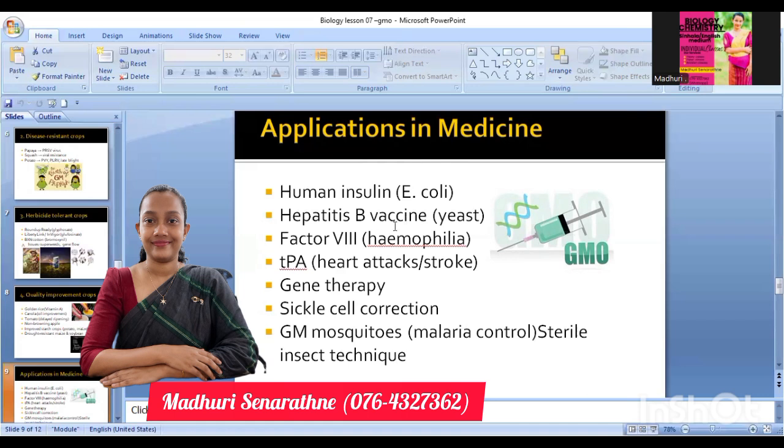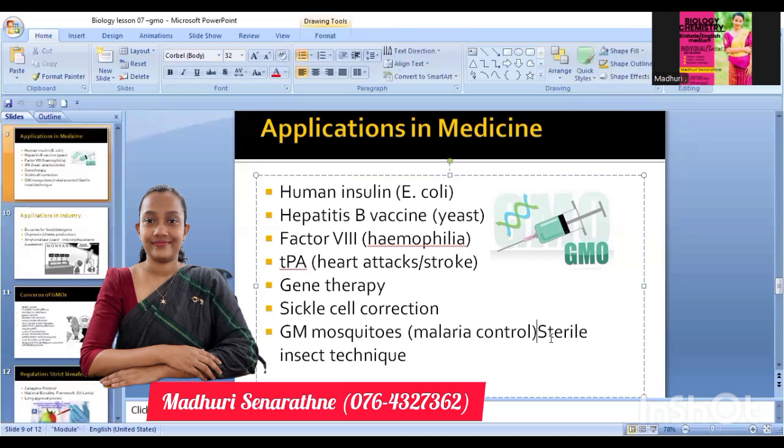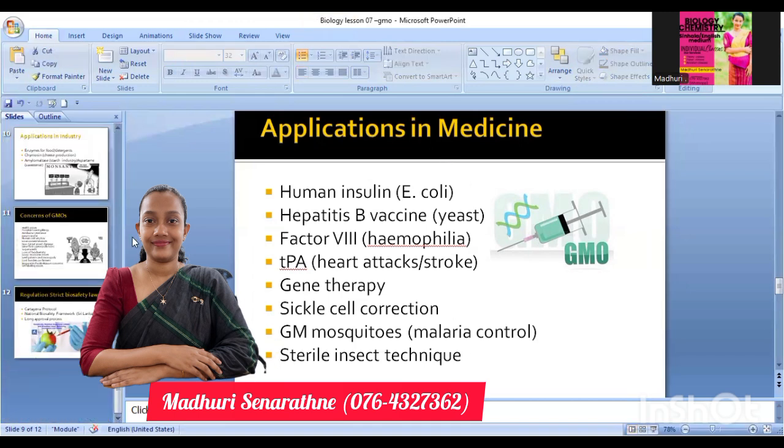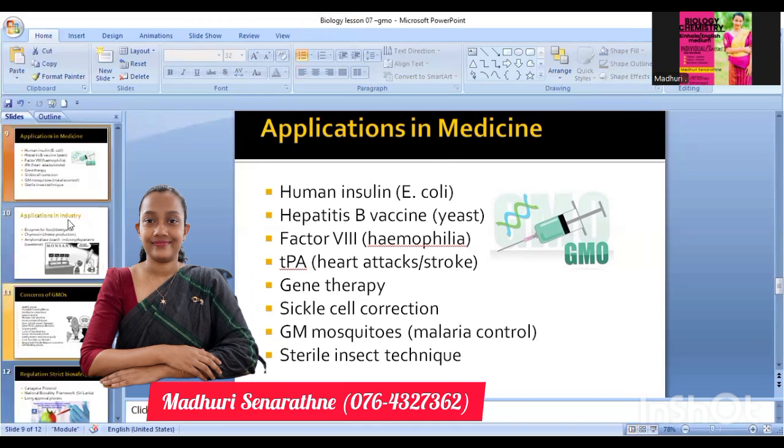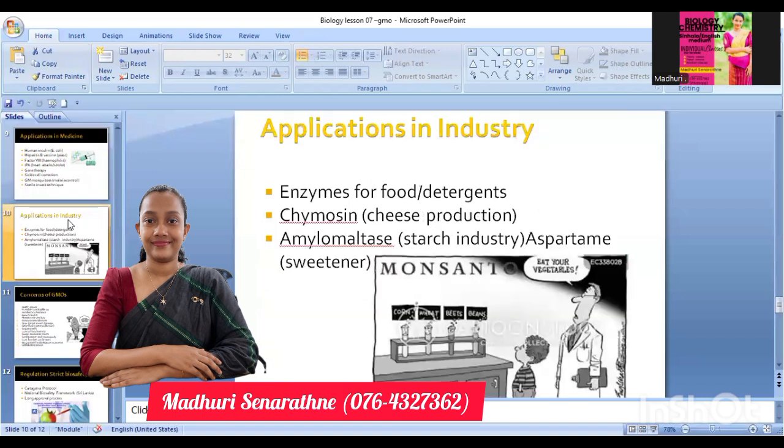Vaccines such as hepatitis B are produced using yeast. Yeast means Saccharomyces. Then factor 8, TPA. Then gene therapy. Gene therapy is also used to treat genetic diseases by replacing faulty genes. Again, sickle cell correction, GM mosquitoes for malaria control. Then next one, sterile insect technique. Next one, industrial applications.